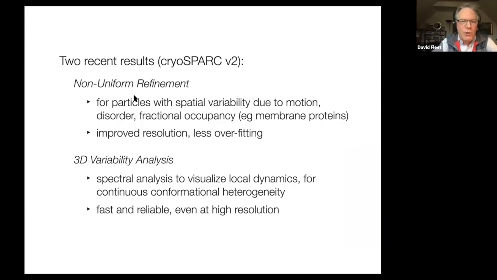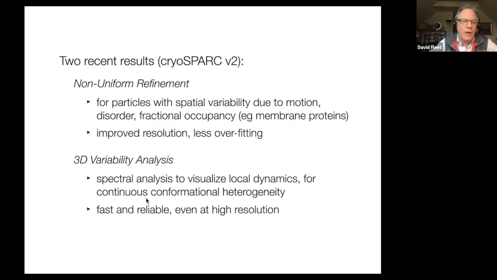And the 2 brief results that I want to talk to you about are something called non-uniform refinement and 3D variability analysis. Non-uniform refinement just appeared in a journal called Nature Methods a month ago. And 3D variability analysis was just conditionally accepted for publication. I just want to give you a feeling for these two results.